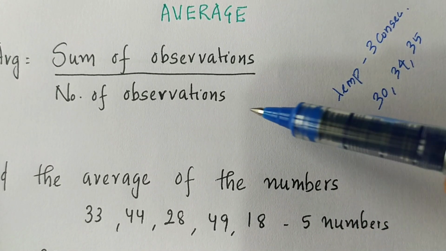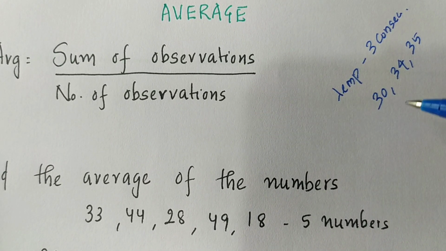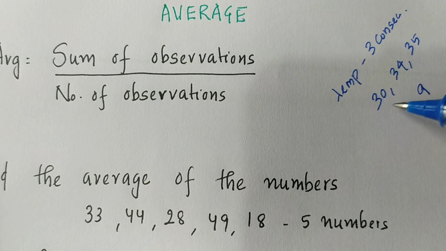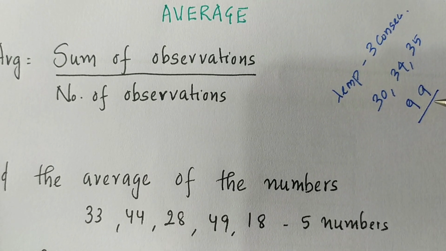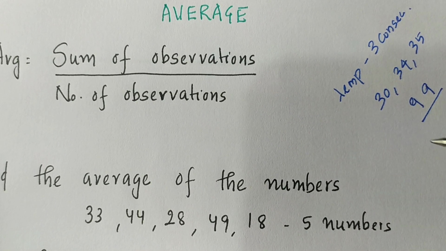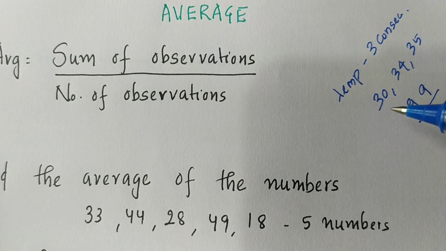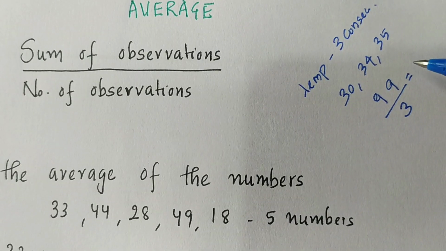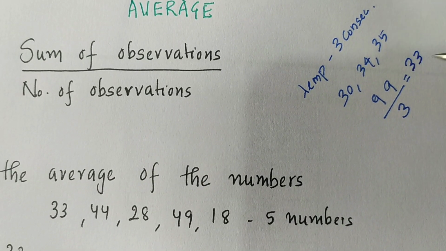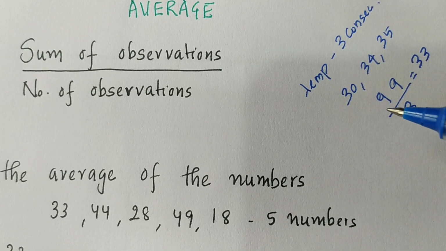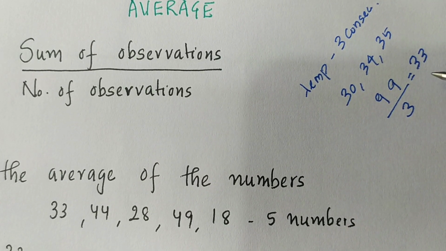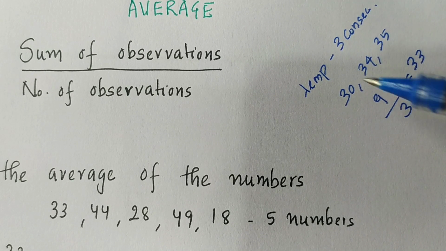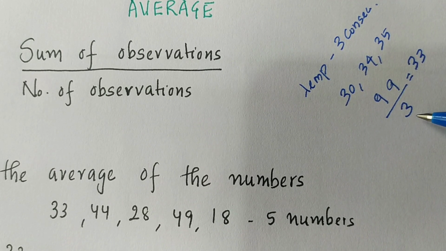Sum of observations divided by number of observations. So what will be the sum of observations? 30 plus 34 plus 35, which is equal to 99, divided by number of observations. How many observations are there? 3 observations are there, right? So 99 by 3, which is equal to 33. So the average temperature for the 3 consecutive days is 33.